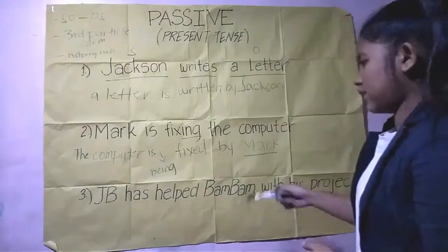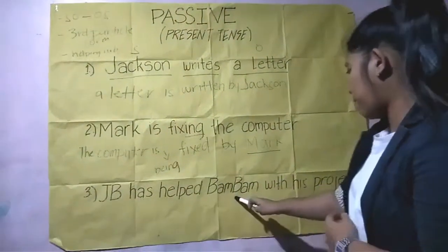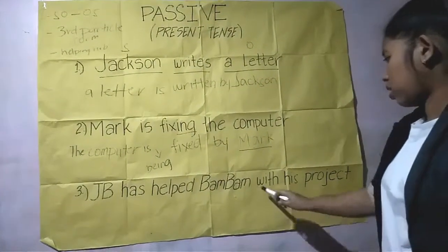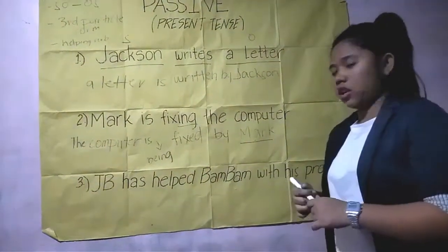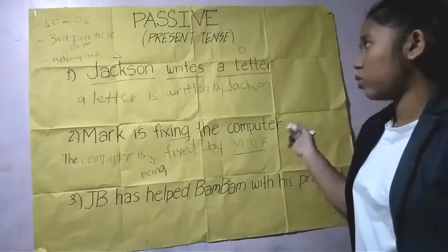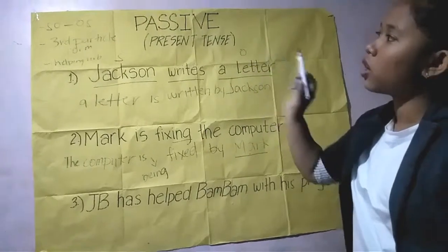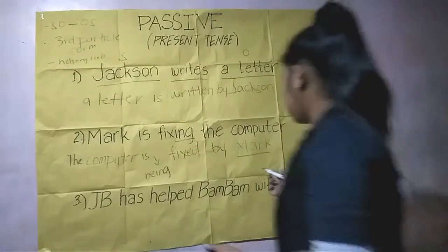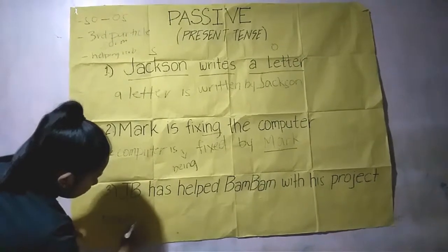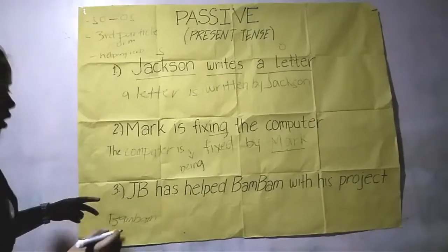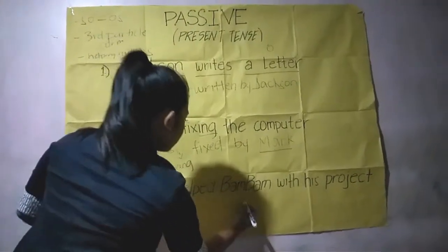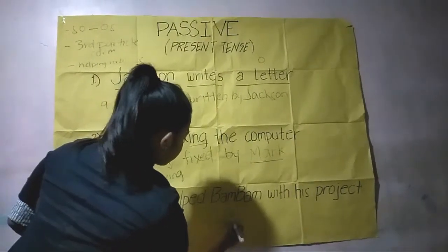For the third sentence, JB has helped Bam Bam with his project. So it's a little bit tricky because we have a lot of parts in this sentence. So we will put the object into the subject position, object to subject. So we will put here Bam Bam. Then we will put JB here on the object.